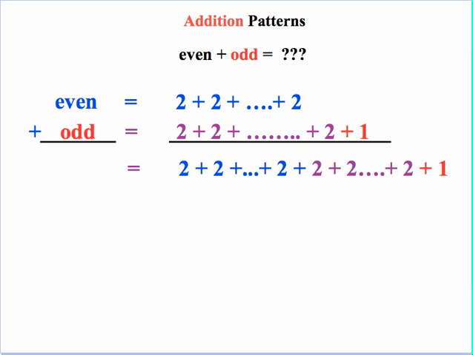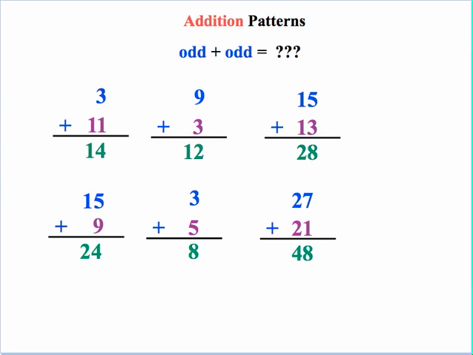Well, let's take the generic case. Our even number would be a bunch of 2's. Our odd number would be a bunch of 2's plus 1 at the end. And we combine them all together. We have all of the 2's from the even number, all of the 2's from the odd number, plus 1 at the end, which is still going to give us an odd number for the sum. What about an odd number plus another odd number? Pattern seems to be even.